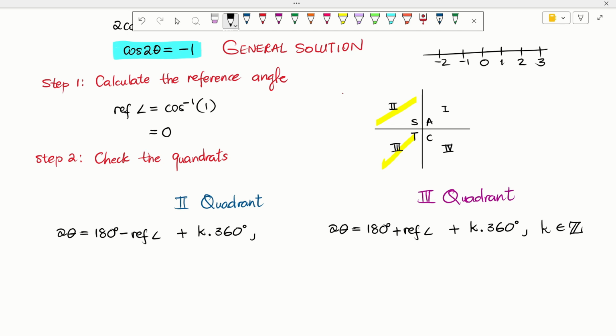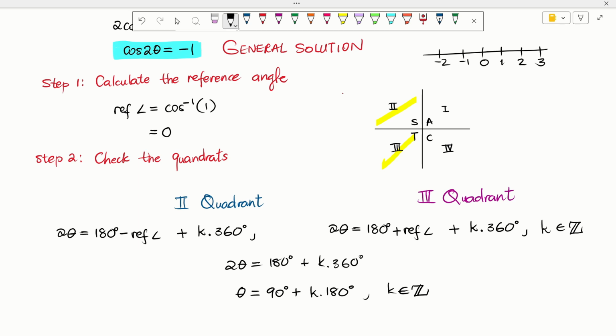So it turns out that if it's 0, 180 minus 0 is just 180, and 180 plus 0 is just 180. So this all becomes the same thing. 2 theta is equal to 180 degrees plus k multiplied by 360 degrees. And if I divide all the way through by 2, I get 90 degrees plus k. 360 divided by 2 is 180 degrees. And you already told them what k is, but you can do it again. K is the element of integers. And that's the final answer, ladies and gentlemen.